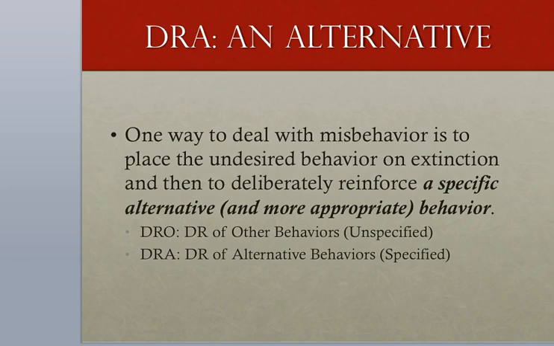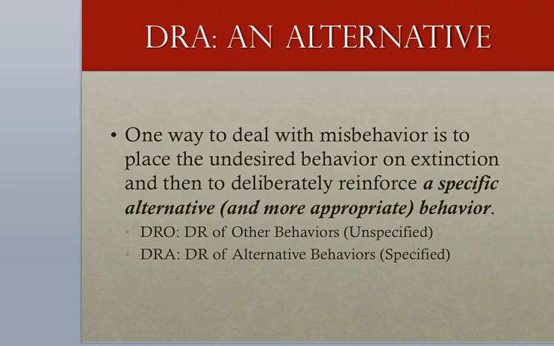But remember, too, that one of the limitations of the DRO is that any other behavior might mean that you're looking at other inappropriate behaviors being reinforced unintentionally. When we're concerned that the other behaviors in a DRO might not be the most appropriate behaviors, we can adopt an alternative. It's called the DRA, differential reinforcement of alternative behaviors.